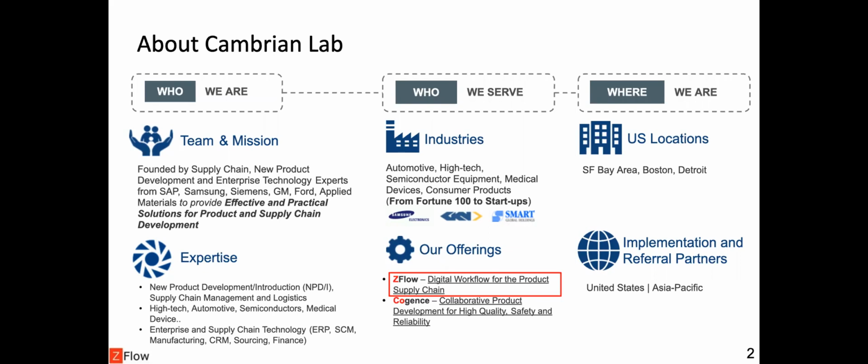So we are going to focus today a little bit on one of our flagship products, ZFlow, digital workflow for the product supply chain. But by and large, I think it will be a very subject matter oriented discussion on what's the effective way to work with suppliers and develop them. We are based out of the three: West Coast, East Coast, and Midwest in the US. Most of our customers come from, I'd say, automotive. These are the types of industries where design and working with supply chain are central to what they do.